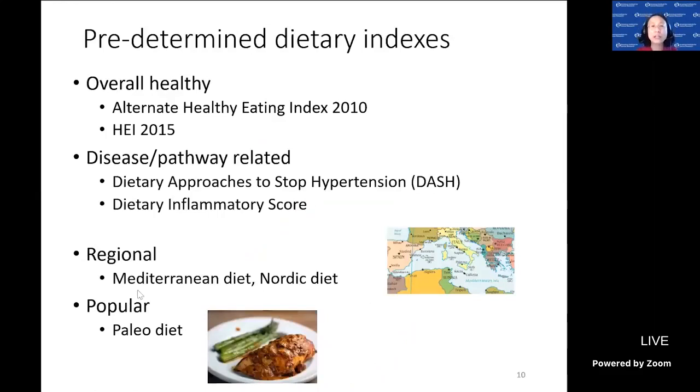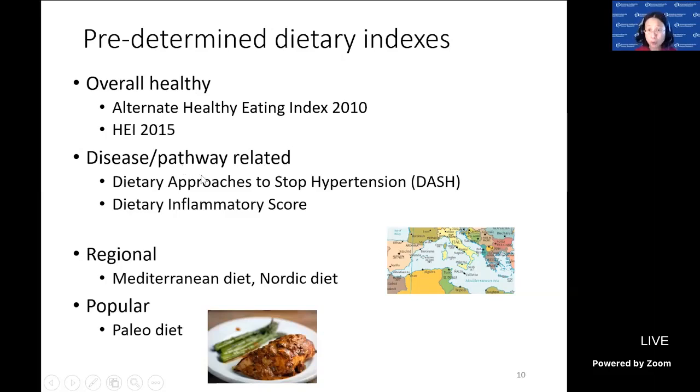So these kinds of dietary indexes can be constructed for different purposes. Like I mentioned, it could be trying to measure overall healthy eating. And two very common ones, at least in the US, are the Alternate Healthy Eating Index that was developed at the Harvard Chan School of Public Health, and the Healthy Eating Index, and I think the current one is still the 2015 one, which was developed by USDA.